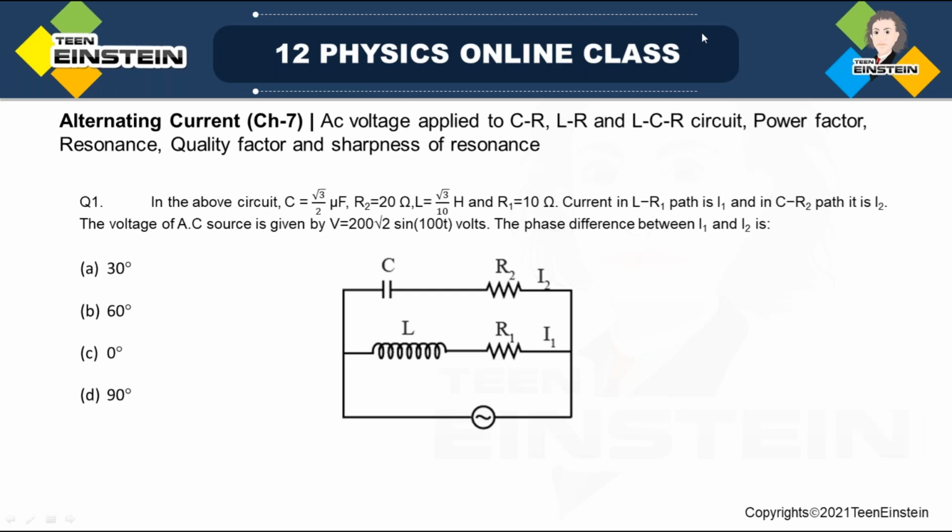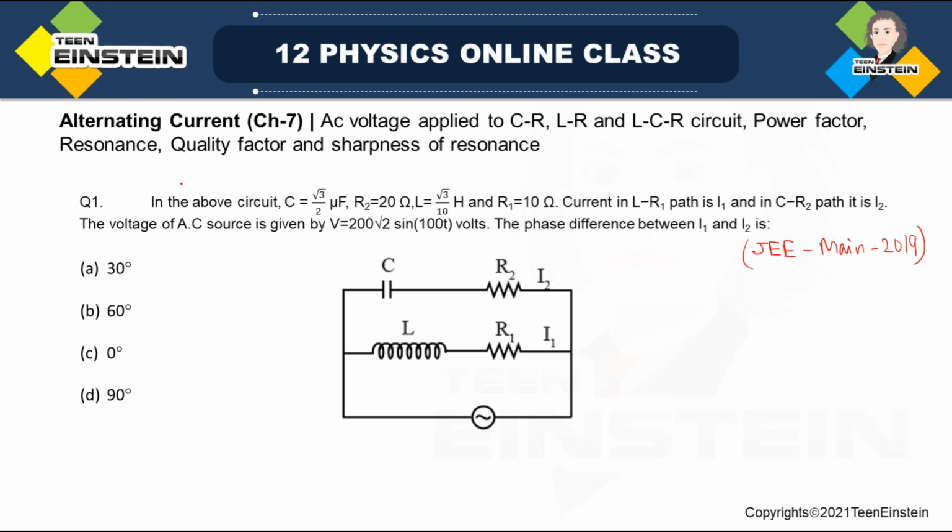So, very good evening, students. We will conclude this chapter, alternating current, today by discussing a few problems. These are all from previous years' JEE papers. The first problem we are going to solve is from JEE Mains 2019. Let us first read the problem and then see how to solve it.